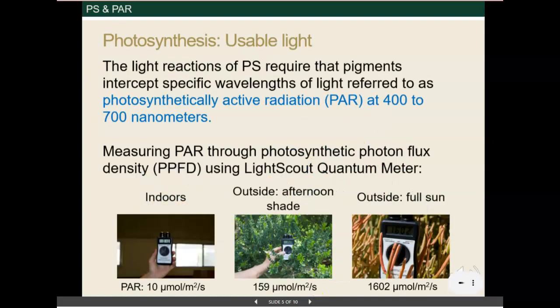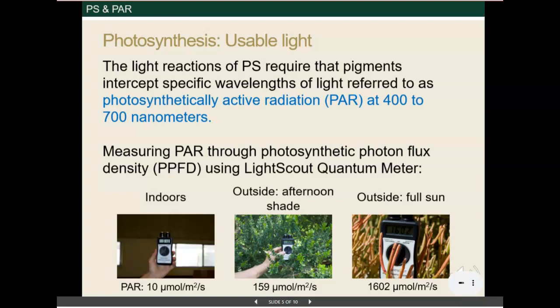Not all wavelengths of light can support photosynthesis. The light reactions of photosynthesis require that pigments intercept specific wavelengths of light referred to as photosynthetically active radiation, or PAR. PAR designates the spectral range of solar radiation from 400 to 700 nanometers, also known as the range of visible light on the electromagnetic spectrum. This is the part of the spectrum that photosynthetic organisms are able to use in the process of photosynthesis.